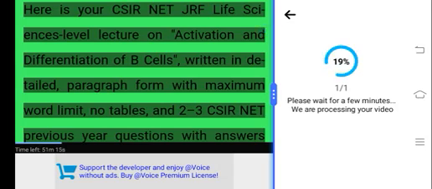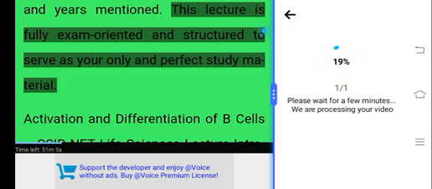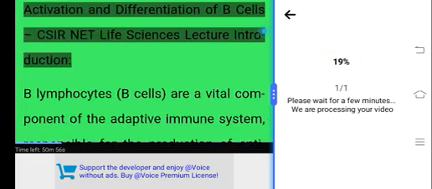Here is your CSIR-NET JRF Life Sciences level lecture on activation and differentiation of B cells, written in detailed paragraph form with maximum word limit, no tables, and 2 to 3 CSIR-NET previous year questions with answers and years mentioned. This lecture is fully exam-oriented and structured to serve as your only and perfect study material. Activation and differentiation of B cells, CSIR-NET Life Sciences lecture. Introduction.